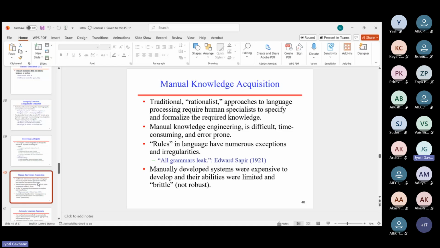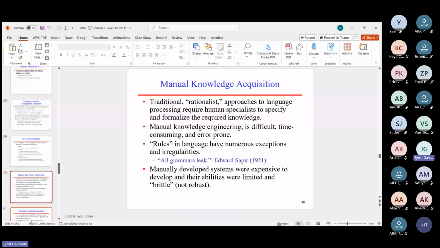Manual knowledge acquisition: traditional rationalist approaches to language processing require human specialists to specify and formalize the required knowledge. Manual knowledge engineering is difficult, time consuming, and error prone. So rules in language have numerous exceptions and irregularities. So all grammars leak, Edward Sapir uttered this particular statement in 1921. Manually developed systems were expensive to develop, their abilities were limited and brittle, not robust. So manual knowledge acquisition के बारे में it has been written.